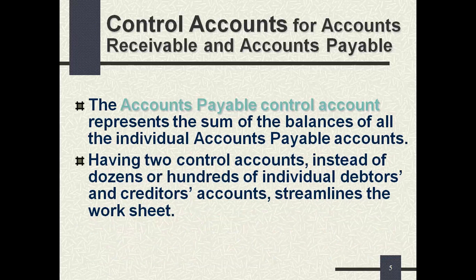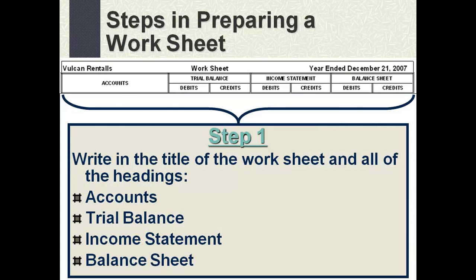Having two control accounts instead of dozens or hundreds of individual debtors or creditors streamlines the worksheet and makes everything a little bit easier to read, and it puts everything together rather than having all these different accounts everywhere. All these accounts will now be in one place. So accounts receivable and accounts payable from now forward will be accounts payable control accounts and accounts receivable control accounts, in which the sum of all of the accounts are in.